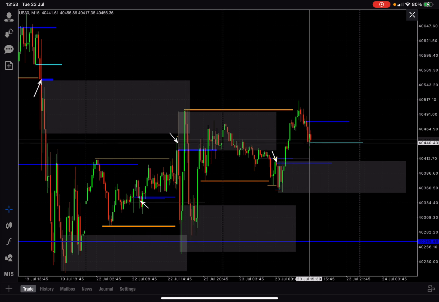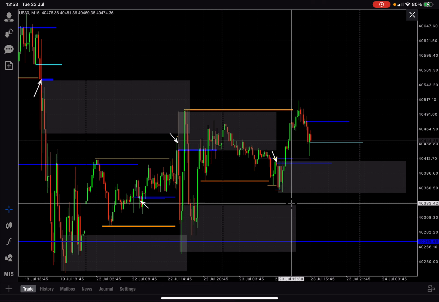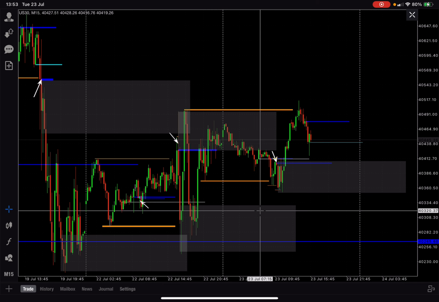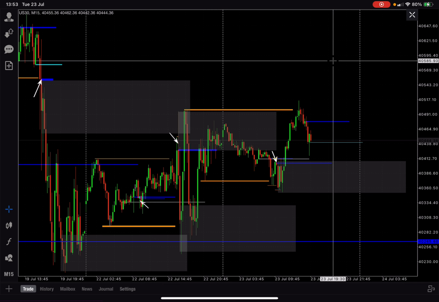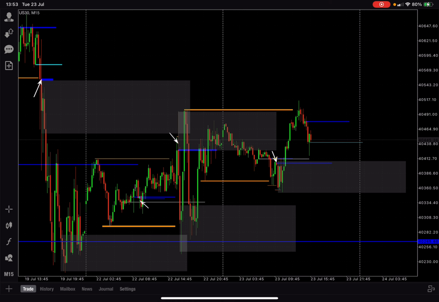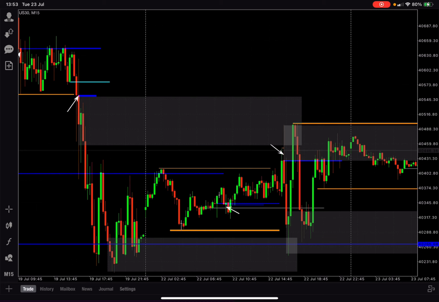I would be open for a push down with the New York opening to take this low, retest this area, then a continuation to the upside. But that's all I'm looking for on US30 for today. Now let's just recap yesterday.